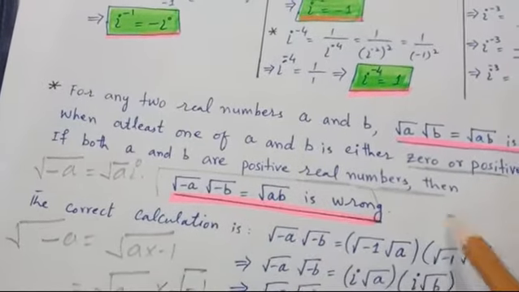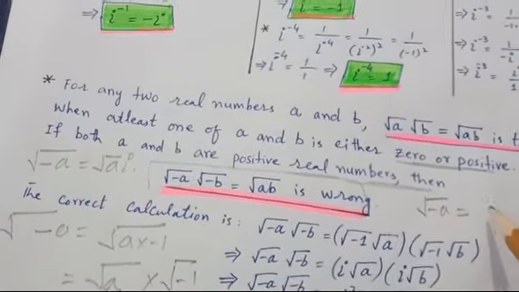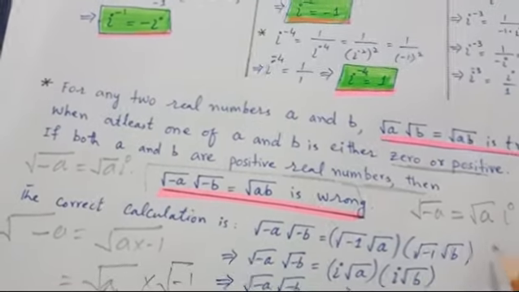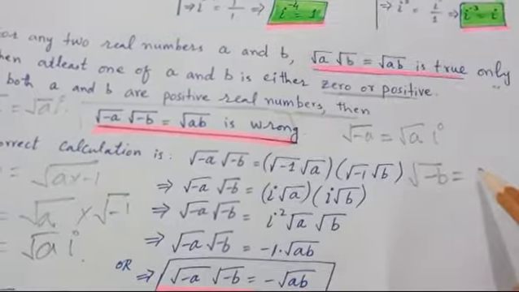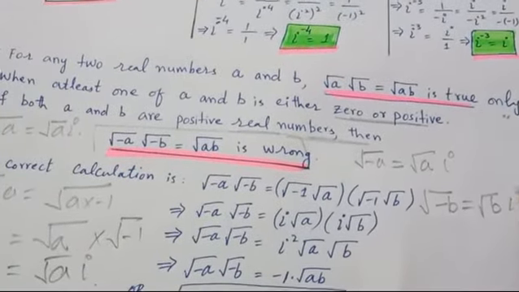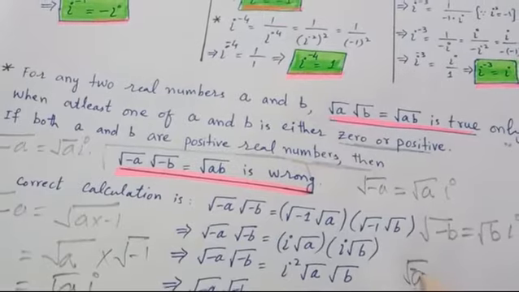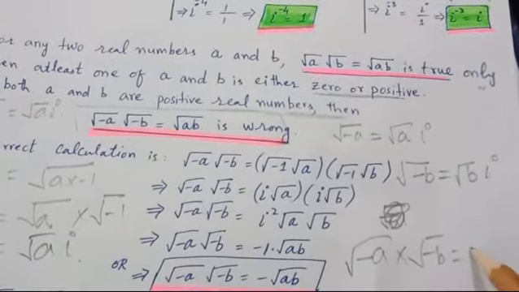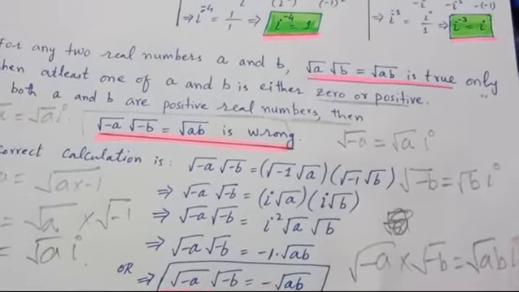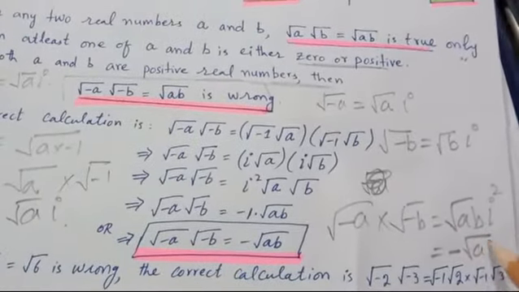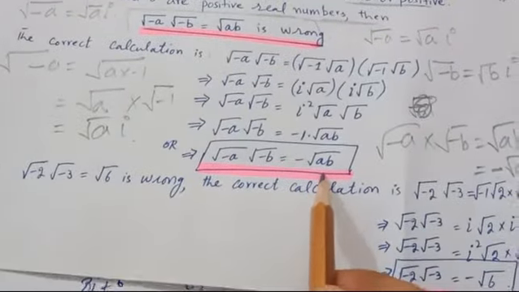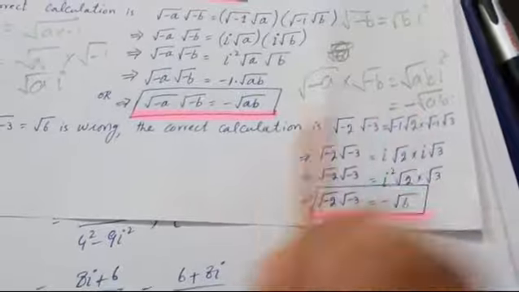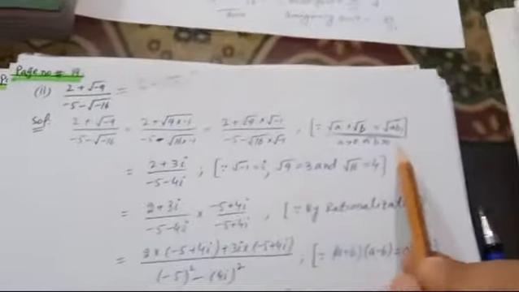This is a wrong result, because square root of minus a is equal to square root of a iota, and square root of minus b is actually equal to square root of b iota. So when you are multiplying square root of minus a by square root of minus b, this is actually equal to square root of ab iota square, which is equal to minus square root of ab. So this is equal to minus square root of ab. This is the correct result. So please see this example. Remember this. This is just an explanation for that point.